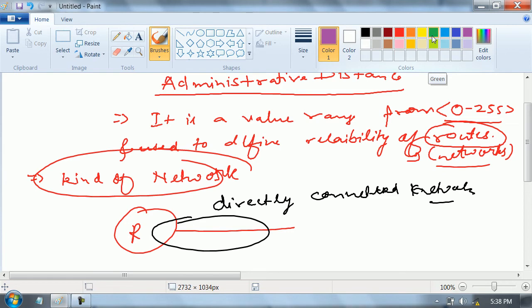Yes. When I was holding the duster in my hand, that was the most reliable thing. The router is holding the network in its own hand. That is the most reliable thing. It means for directly connected networks, it is. Agree?